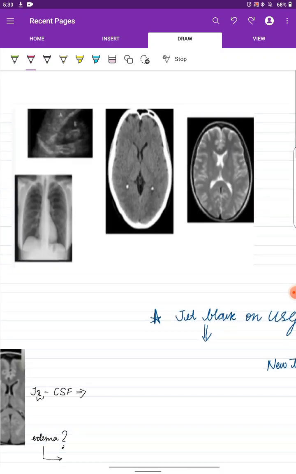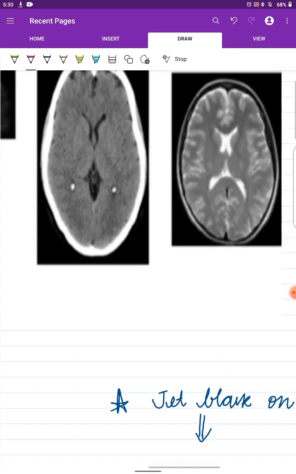Radiology. First slide, first picture, what are the modalities? First one is USG. Okay, this is X-ray, easy peasy. Now we have to differentiate between CT and MRI.